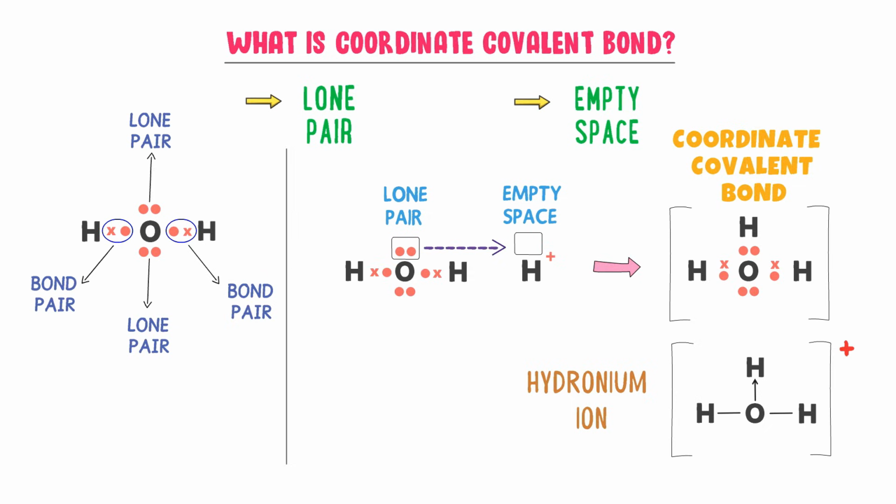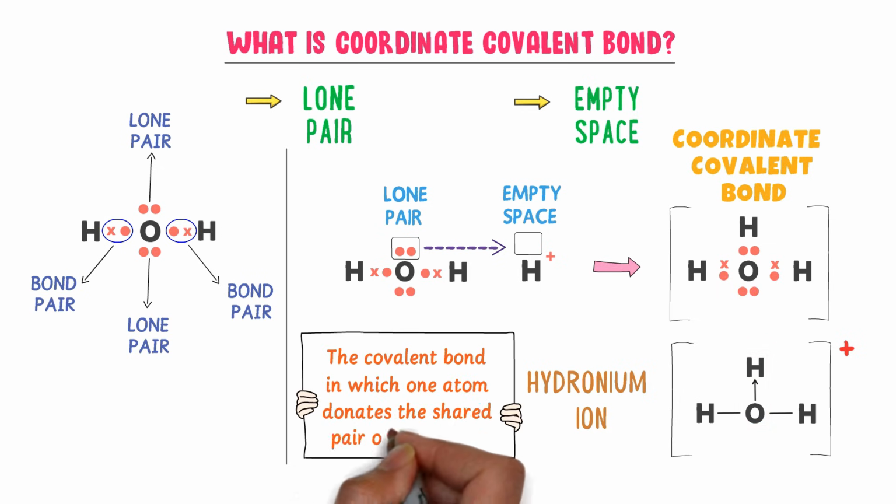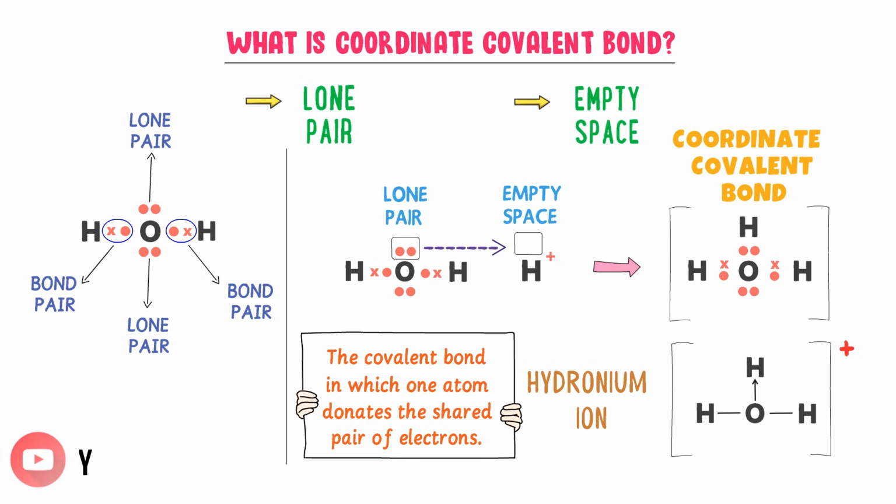As a result of this, we get a hydronium ion and positive charge appears on it. This positive charge appears on hydronium ion because water has gained proton. So we say that there are two covalent bonds present in hydronium ion and there is one coordinate covalent bond present in hydronium ion. Remember that this arrow represents coordinate covalent bond. So we say that the covalent bond in which only one atom donates the shared pair of electrons is called coordinate covalent bond or dative bond. So note down these important points.